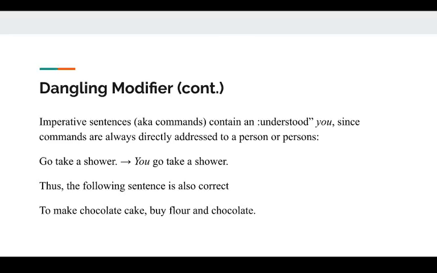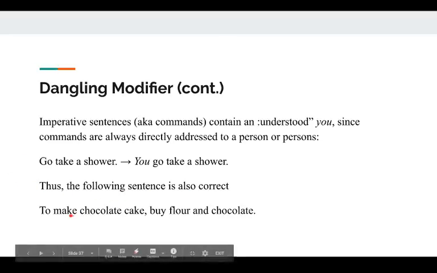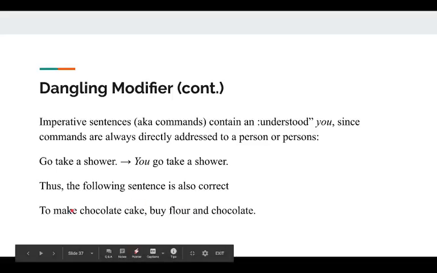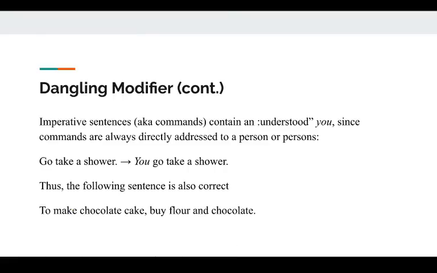So the following sentence is also correct: "To make chocolate cake, buy flour and chocolate." So to make chocolate cake, you buy flour and chocolate. The you is implied, but again, because it's an imperative sentence, we can just kind of leave it out of the sentence. It also helps shorten it, and it's not as repetitive when you're writing with these in your papers.